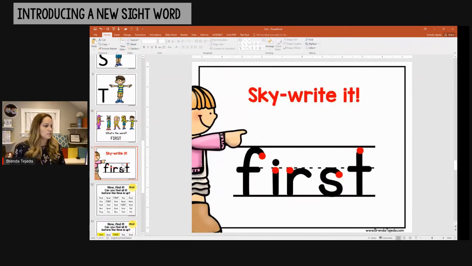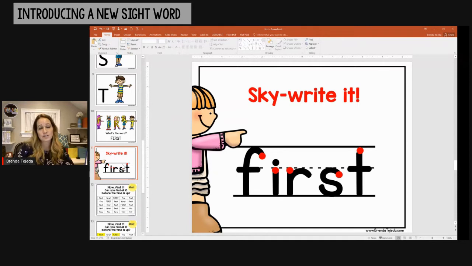Now, after this slide is the skywrite. So again, another movement with the body. And for skywriting, we say finger pencils. They hold their arm up nice and straight. And I put the red dots there to make sure that they have correct letter formation. And again, we say each letter as we're writing it in the sky with our arms, pointing and saying the letter. Of course, read it afterwards.